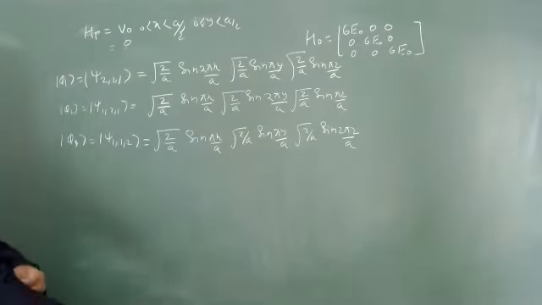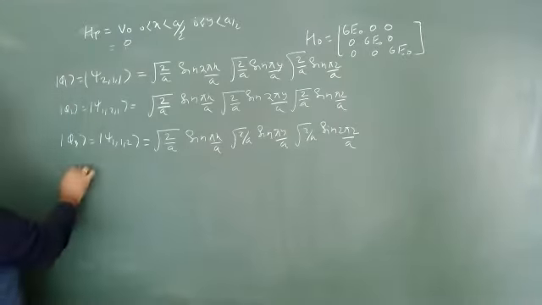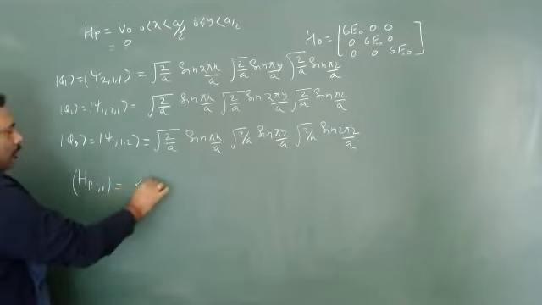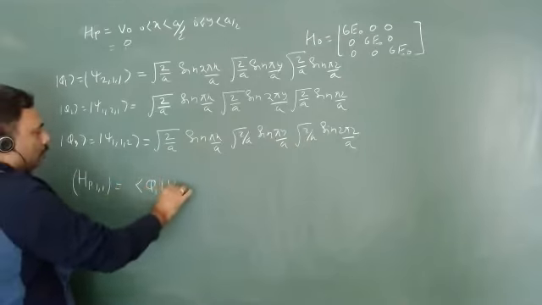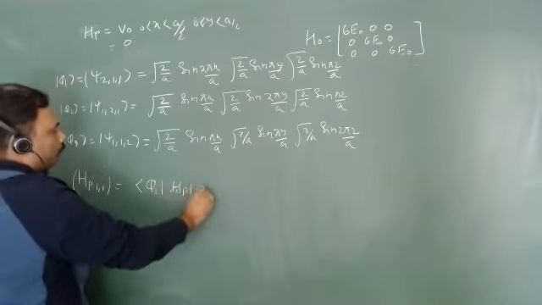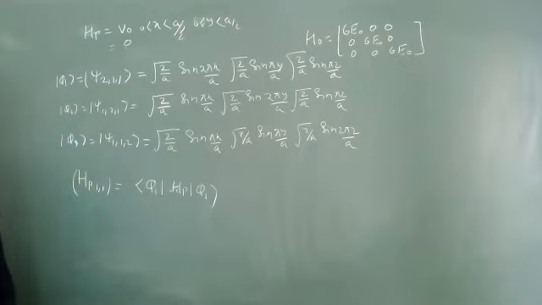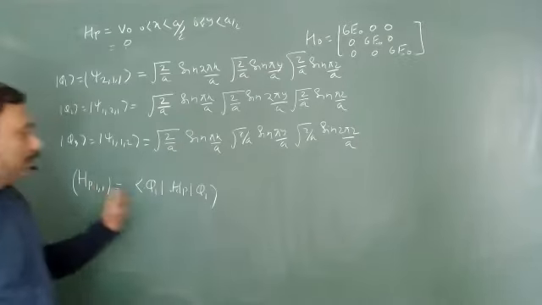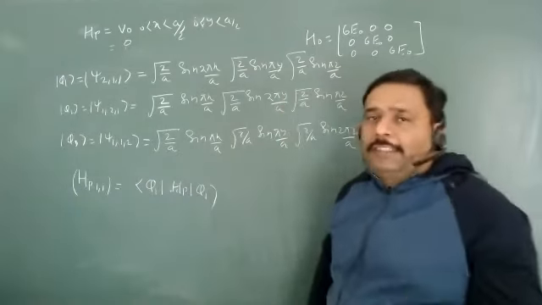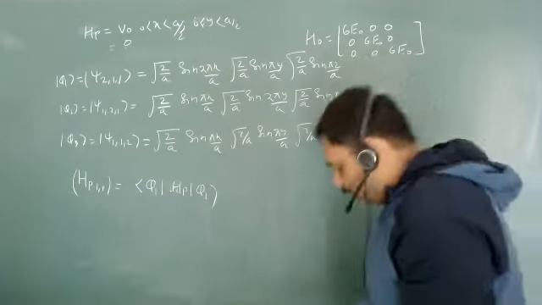Now, let us go for calculation of HP11. This is my matrix element. So what I have to do? Phi 1 HP phi 1. Are you people comfortable? We have to calculate this one. So we have to calculate 9 elements. We don't know what will happen, so we have to calculate each and every element. So let us try to go for this.